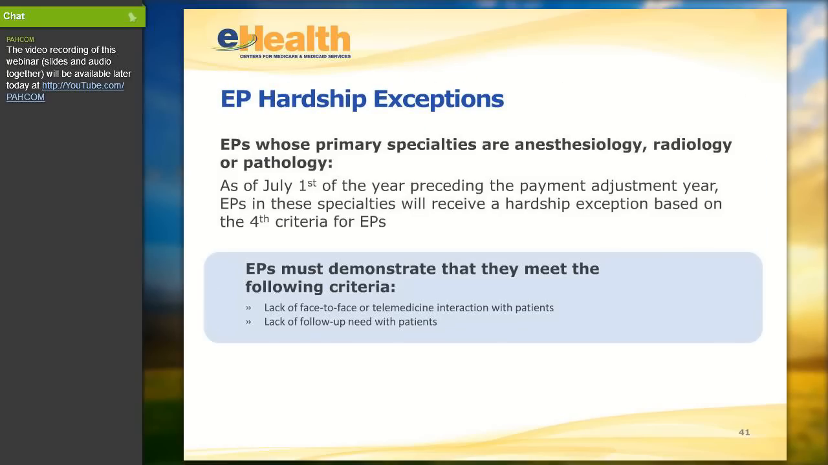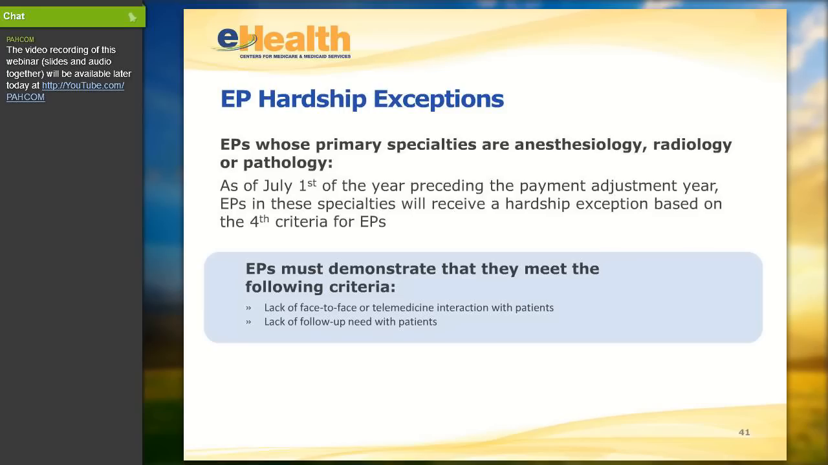So let's talk very briefly about hardship exceptions. If you are an EP who is in a specialty like anesthesiology, radiology, or pathology, if you're one of those three specialties, you don't have to apply for a hardship exception. You will be automatically granted a hardship exception as long as those specialty codes are indicated.